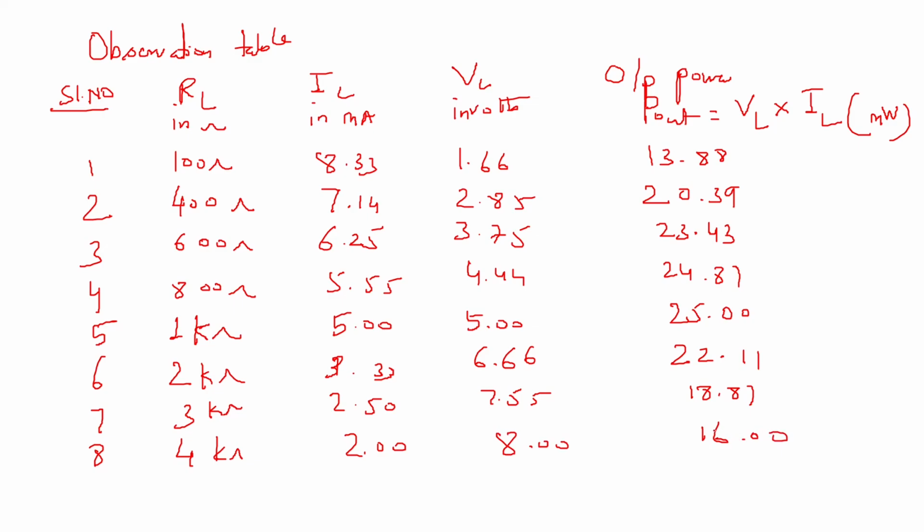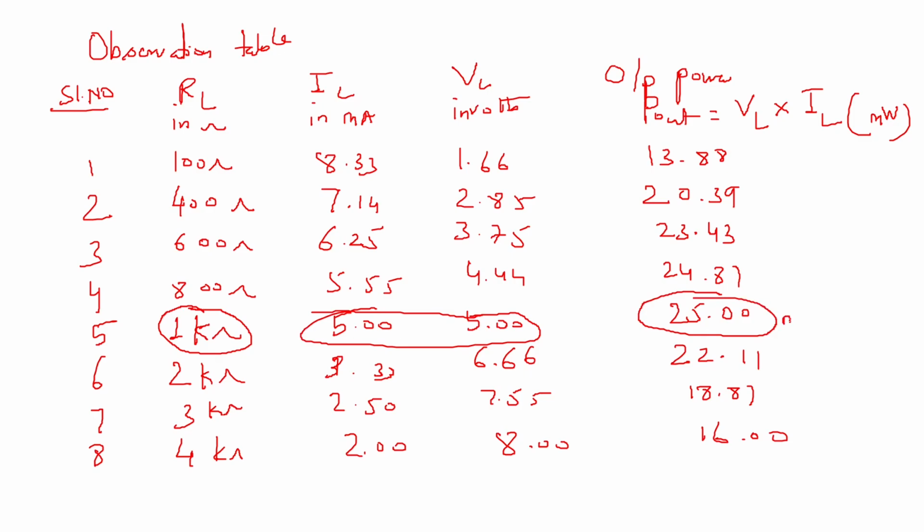So many readings are enough to show that. Now, our internal resistance of the circuit was 1 kilo ohm, that is, the effective resistance of the circuit was 1 kilo ohm. So when we keep the load resistance as 1 kilo ohm, we can see in this reading that the power is 25 milliwatts, which is the highest power in all the readings.